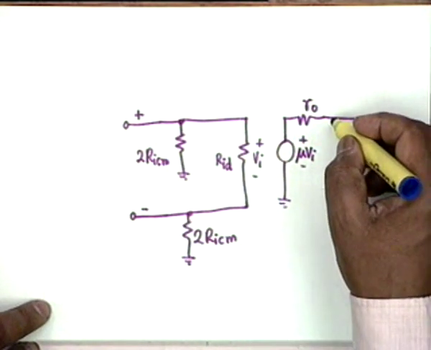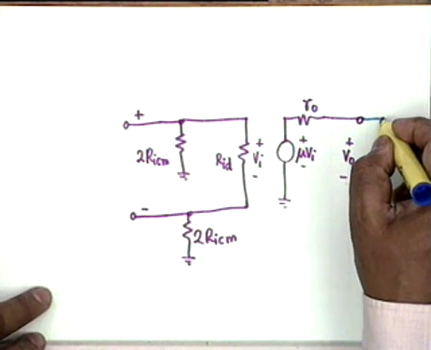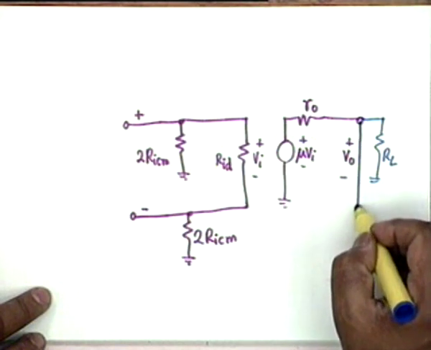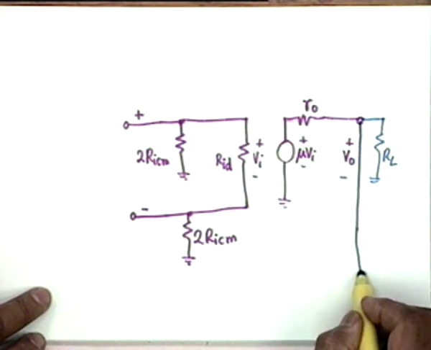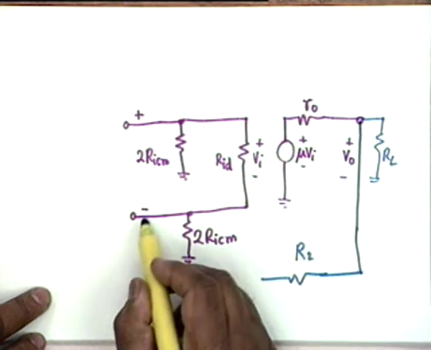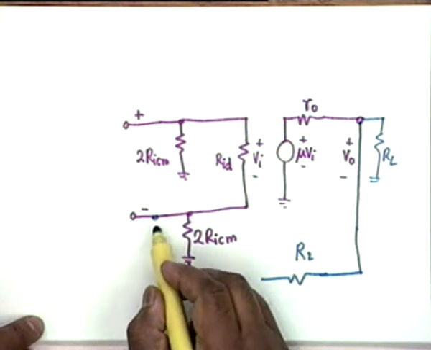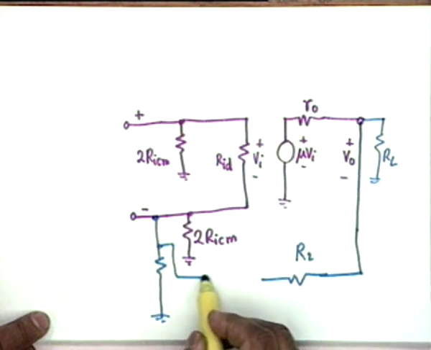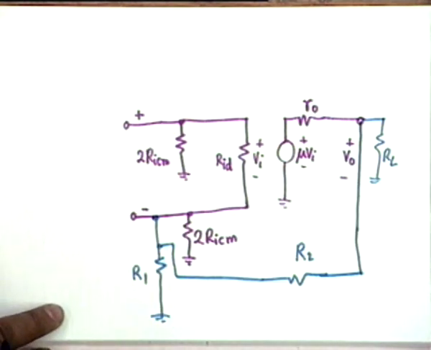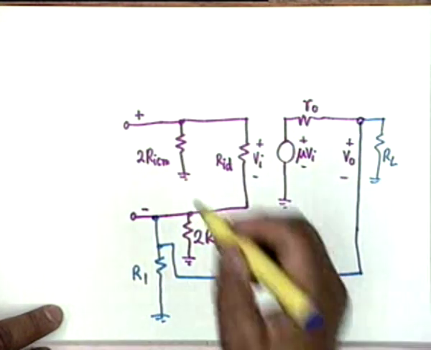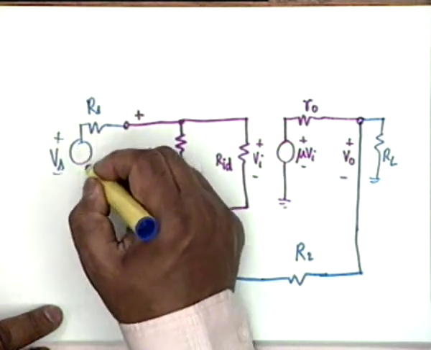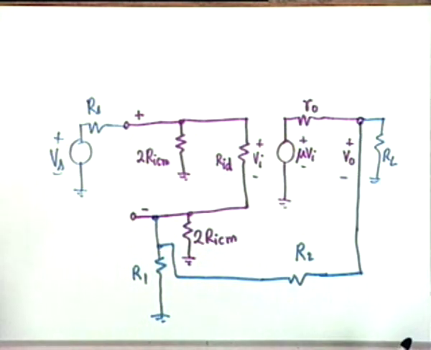The circuit that we have now is that from here first we have connected a load RL. Then we have made a connection from here through a resistance R2 to this terminal. This resistance is R1, and I have applied the source RS, VS here. That completes my model. Agreed? Is the point clear?